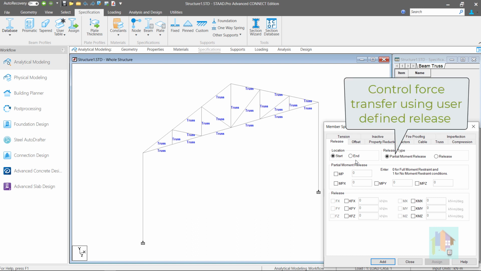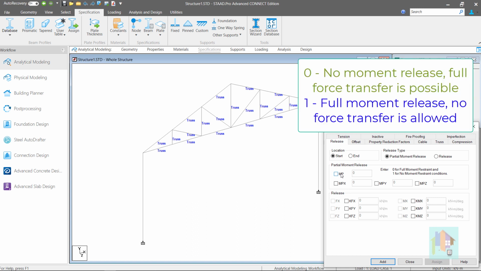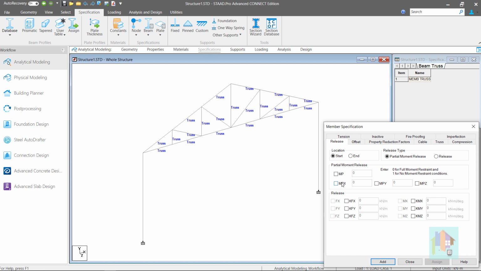The advantage of this command is we can control the extent of the release, or how much force will be transferred to the connecting member, by specifying the percentage of release. The value must be between 0 and 1. 0 means no release condition, where full force transfer is allowed, and 1 means full release condition. No moment will be carried or transferred from this member. We can release all three rotational stiffness components using the MP option, or specific rotational stiffness using the MPX, MPY, and MPZ options.